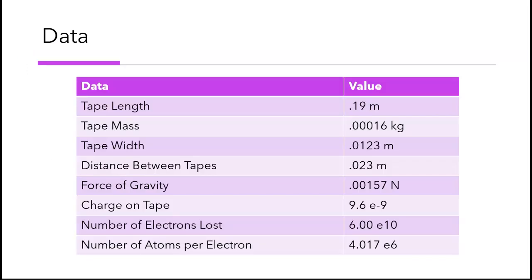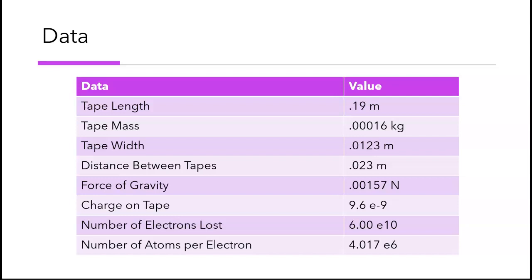The data I calculated is as follows. The tape length came out to be 0.19 meters. The mass was about 0.0016 kilograms. The width was about 0.01223 meters, and the distance between the tapes was 0.2023 meters.